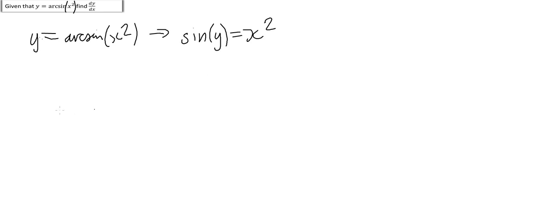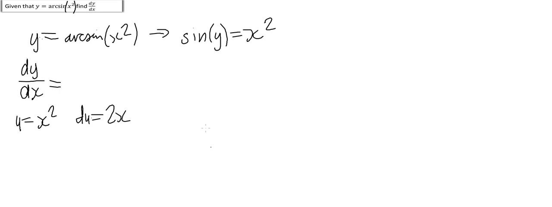Okay, so now if I do dy by dx, now I've got a function inside a function. So what I'm going to do is take the derivative of this times the derivative of this. Well, we know that's 2x. So if we call u our x squared, remember our inside function, then du is simply 2x. Okay, now if I differentiate arcsine, we did this in the first one.